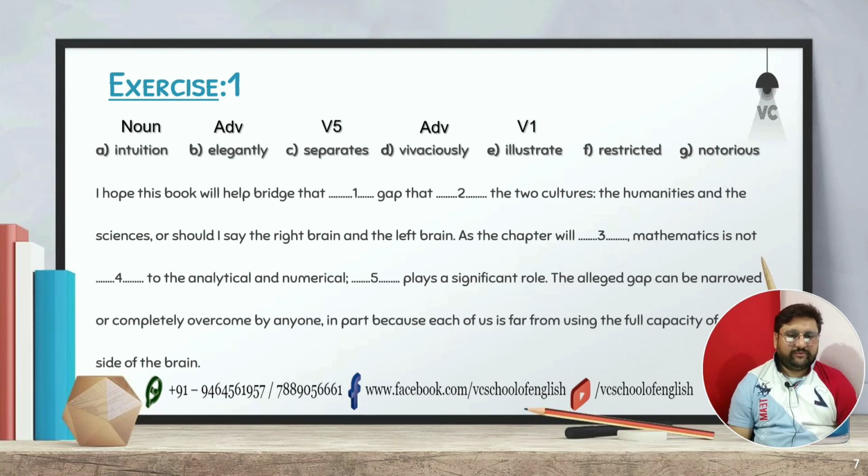Illustrate is a V1. The word ending with ate is a V1. Restricted: the words ending with ed are V3. Notorious is an adjective, ending with ious. So whatever words end with ious are adjectives. So always look for the suffixes. Suffixes will give you an idea of how to identify noun, verb, adverb and adjective.